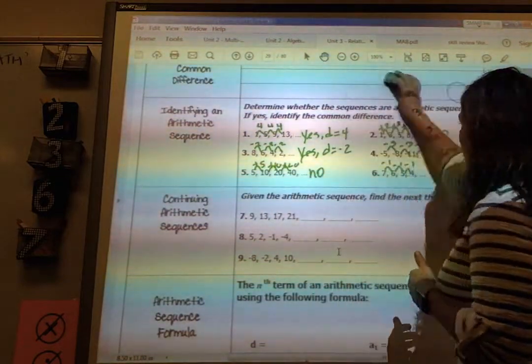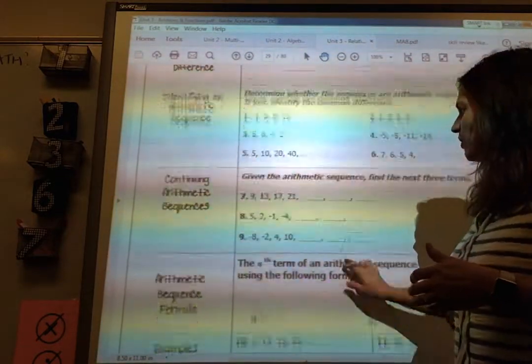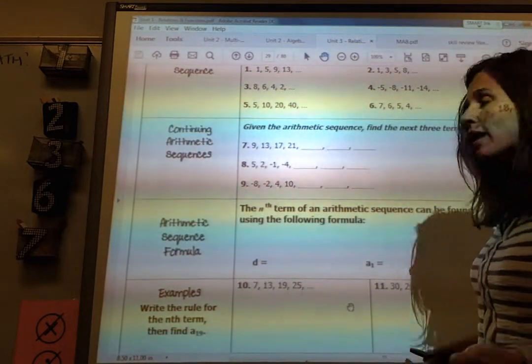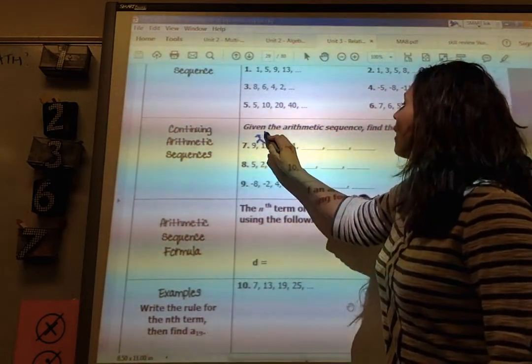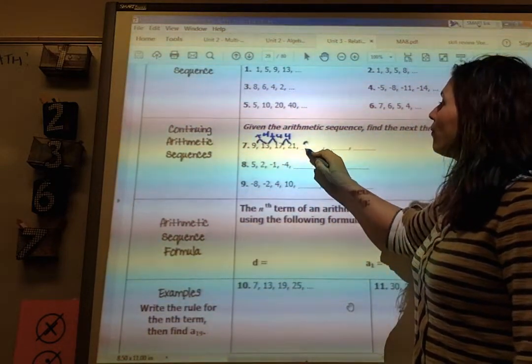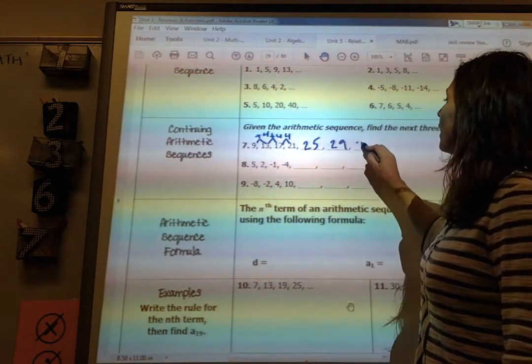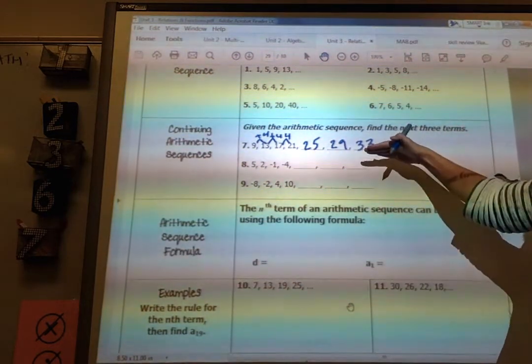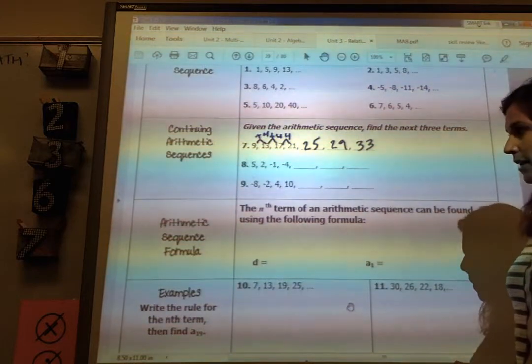So now, you guys can do this on your own. It's how would you continue it, right? First, you recognize what the pattern is. So add 4, add 4, add 4, and then we're going to add 4 to get 25, 29, and 33. Okay, so that's recognizing those patterns, and I'm sure that you guys can do numbers 8 and 9.